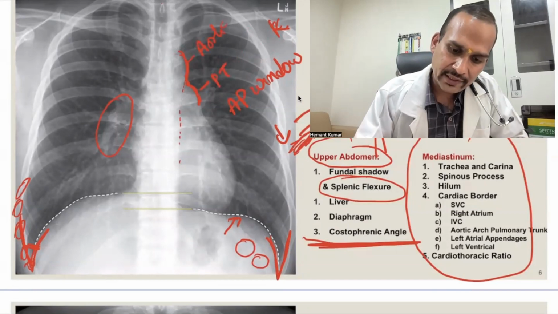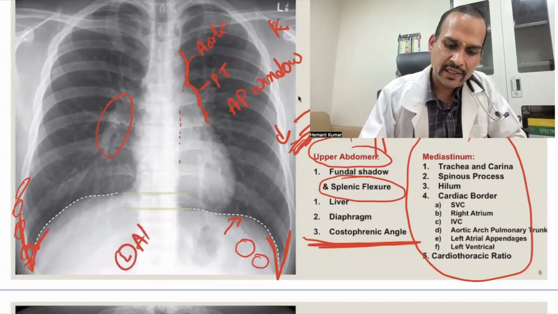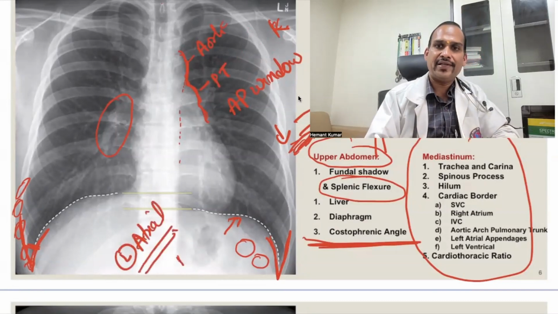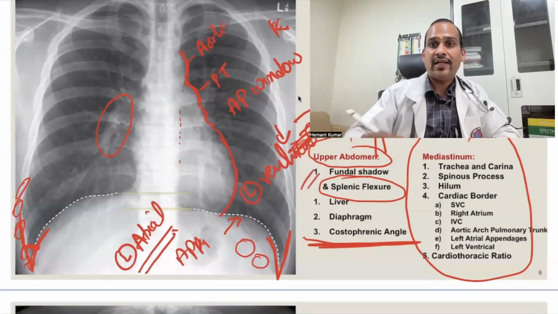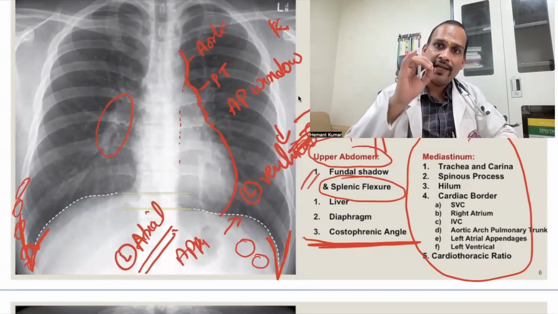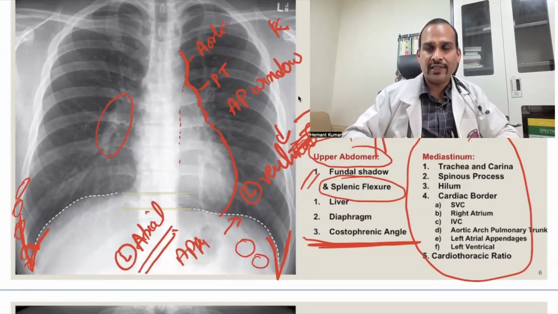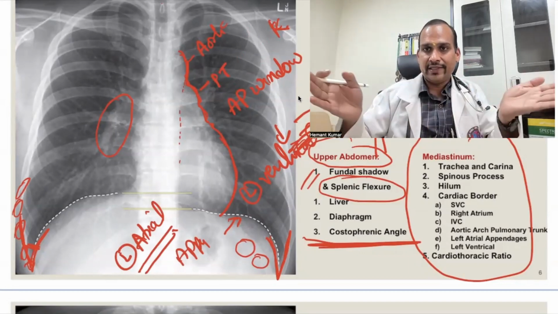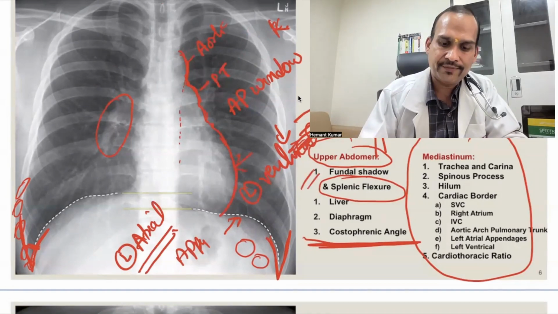Okay. After that, there is a small structure, that is the left atrial appendage. And after that, there is a large curve. What is that? This is the left ventricle border. The left heart border is made by the left ventricle. So whenever there is cardiomegaly or congestive heart failure, the left side will get dilated, so there will be cardiomegaly. This is the left side, the left heart border.